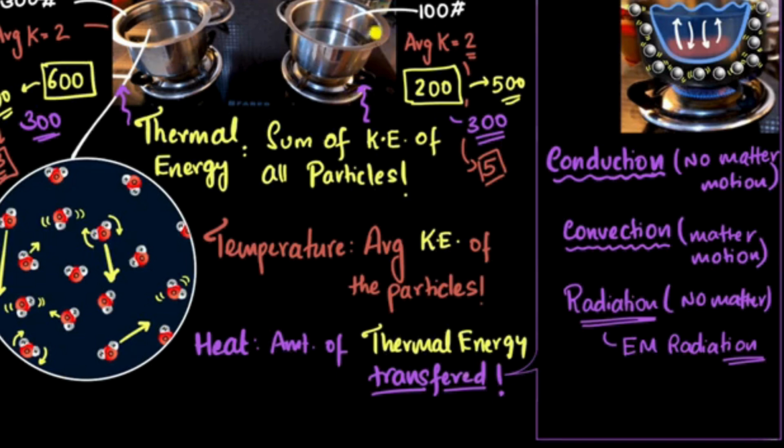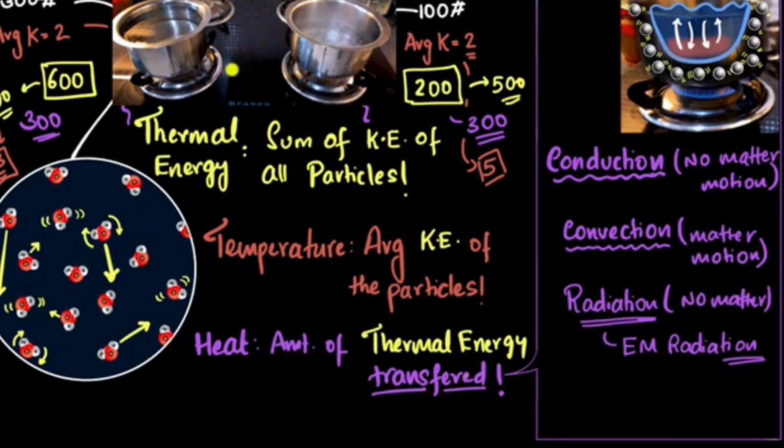This makes sense, right? Because you have less molecules, less particles over here. When you distribute that energy, on average, each one ends up having more. That's why this one's temperature rises much quicker than this one. And that's the reason why that one eventually hits the boiling point earlier than this one.